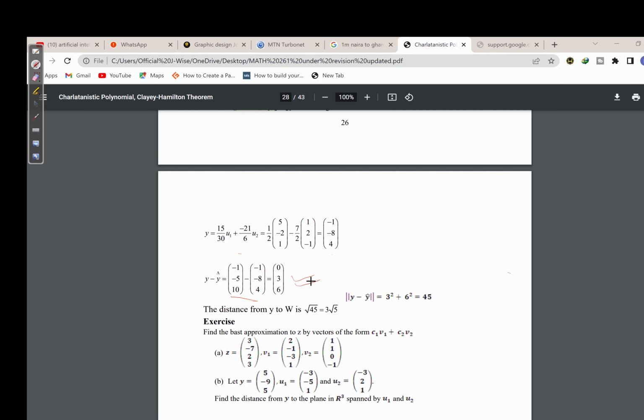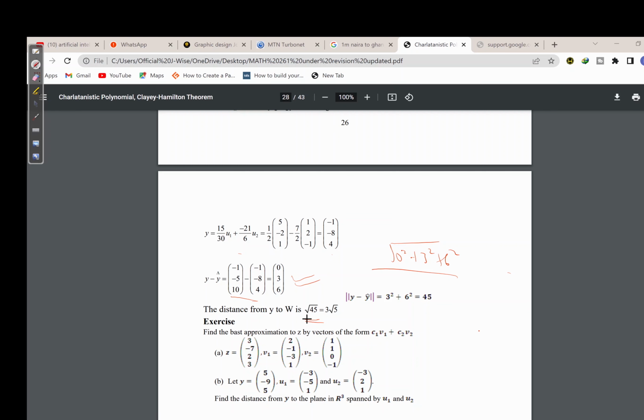Then therefore, the distance from y to the nearest point in W is the square root of 0 squared plus 3 squared plus 6 squared. Okay, and we know 3 squared to be 9. So 0 plus 9 plus 36 is root 45. And we know 45 is the same as 9 times 5.